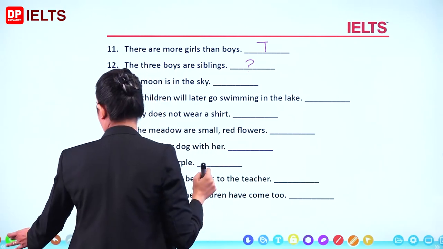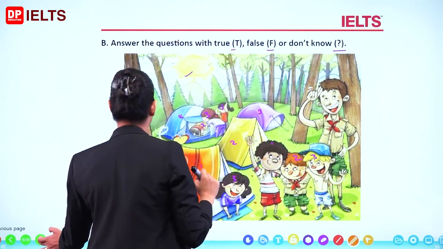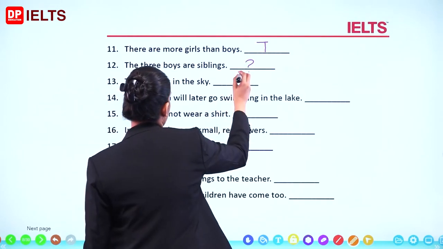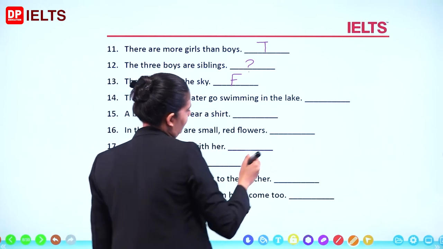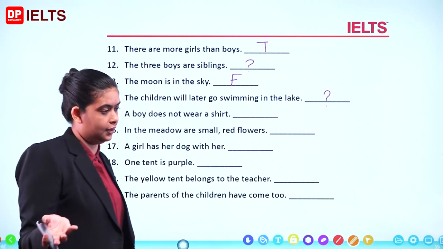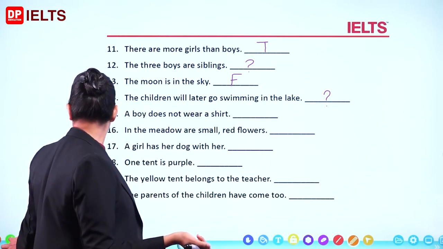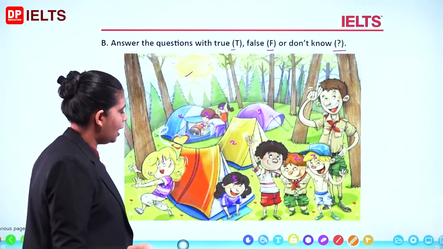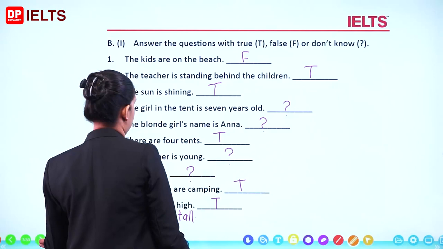The moon is in the sky. There is no moon in the sky, so I would say that is false. The children will later go swimming in the lake. I don't know. A boy does not wear a shirt. Let's see. Yes, there's one boy who is not wearing a shirt. That is true.